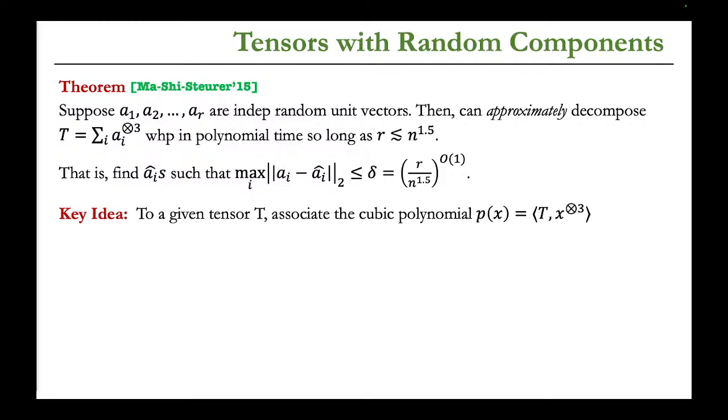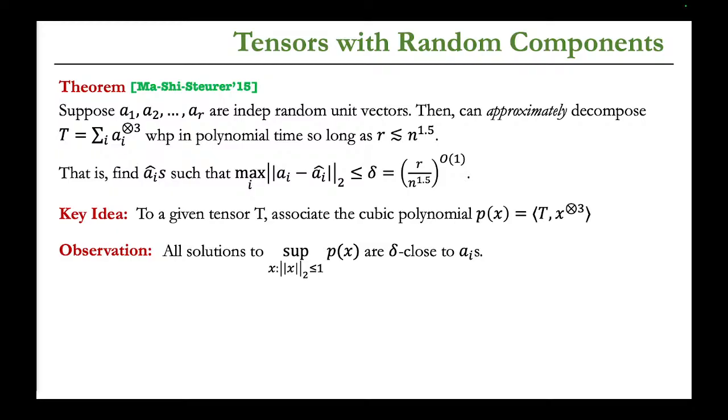For a given tensor, you look at the polynomial T dot x tensor to the 3. There is a natural multilinear form associated. I'm looking at the symmetric version of it, so just plug in the same vector in all the modes. That's the cubic polynomial, a homogeneous cubic.